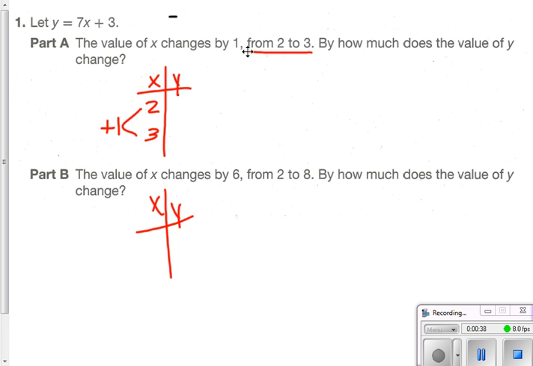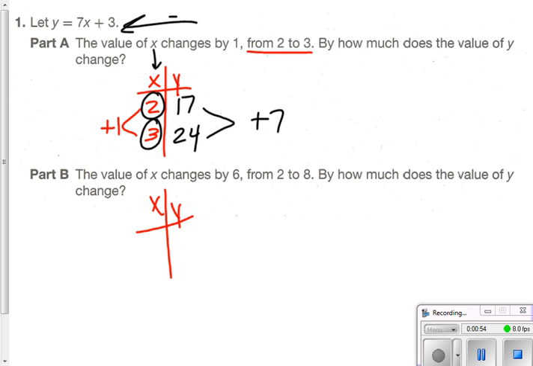The way to figure that out is put in your x value. So I'm going to go ahead and put in 2 into this given equation. When I put in 2, I get out 17 for y. When I put in 3, I get out 24 for y. So that change is a positive 7. It changes by 7.